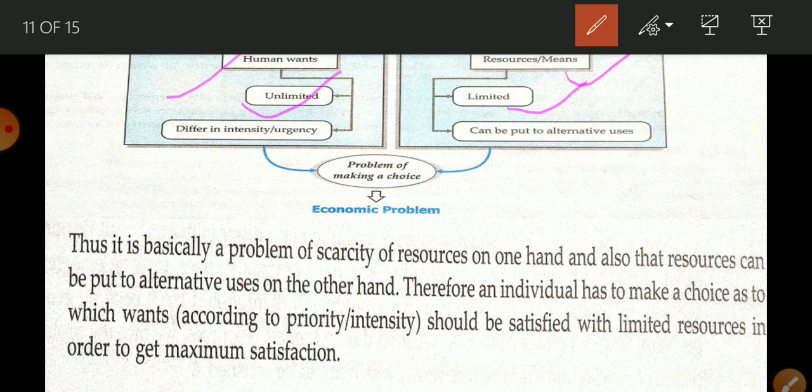Like suppose when you are younger, you want to purchase a bicycle. When you grow up, you want to purchase a scooty. When you get a job, you have the desire to buy a car. So this is what unlimited wants means. Recurring in nature, यानी एक want complete होता है तो दूसरा want आ जाता है उसे रिप्लेस करने के लिए. Okay, और रिसोर्सेज क्या हैं?